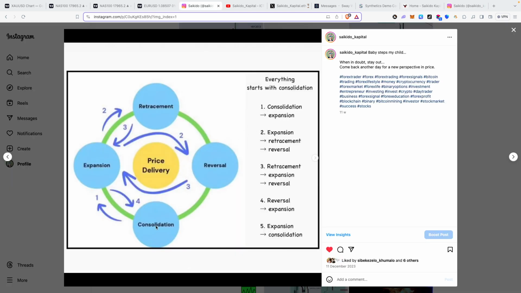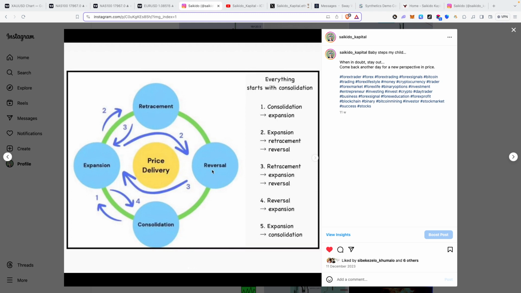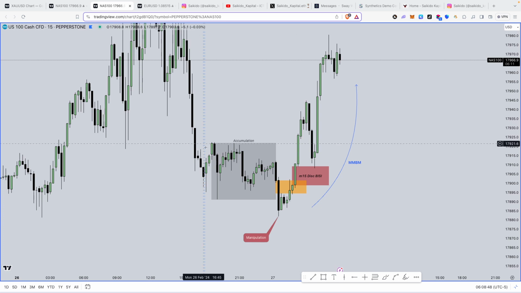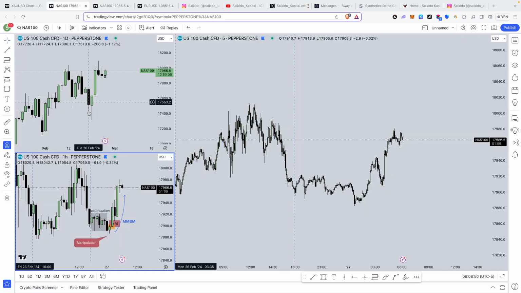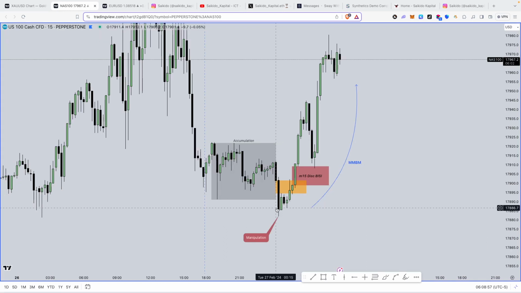So sorry, this is how the algorithm prices. It goes from consolidation to expansion. From expansion, it can either go to retracement or reversal. It never goes to consolidation. So consolidation to expansion, but you have to study the expansion as I studied it right here on the 1 hour, right? Sorry, let's just close this one here. I was studying the expansion outside of this consolidation, right?